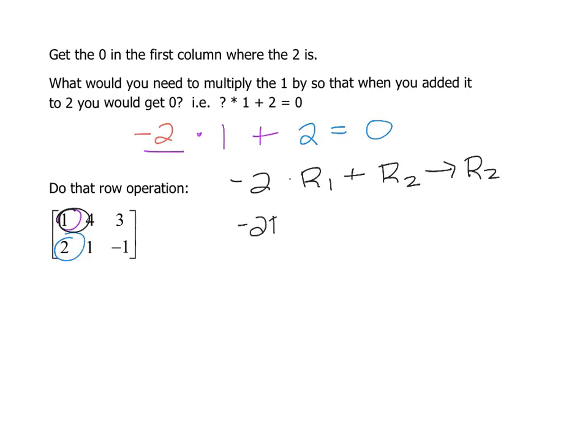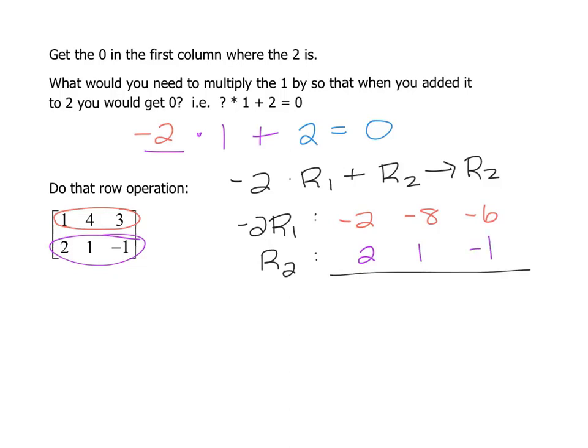So let's do this row operation. Negative 2 times row 1 would give me negative 2 times 1 is negative 2, negative 2 times 4 is negative 8, negative 2 times 3 is negative 6. My row 2 is 2, 1, negative 1. When I add those together, I get 0, negative 7, negative 7, and this is my new row 2, so I'm going to have 0, negative 7, negative 7.